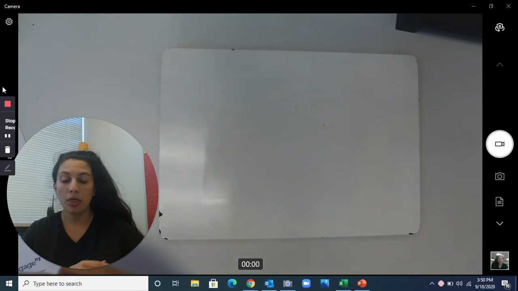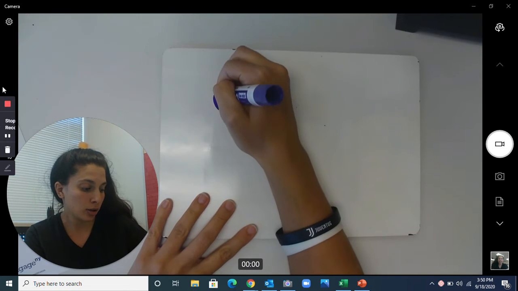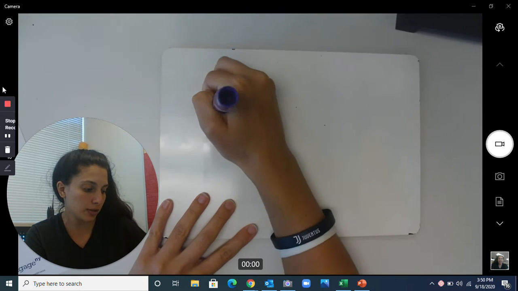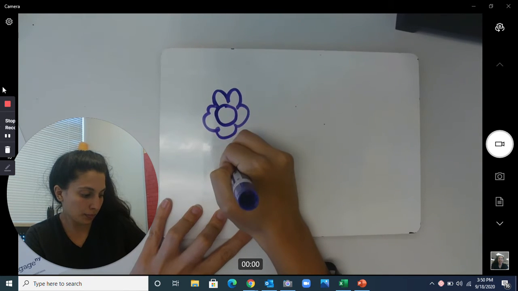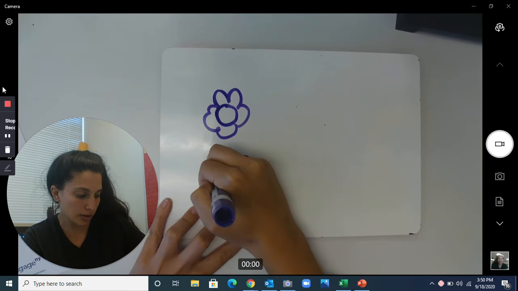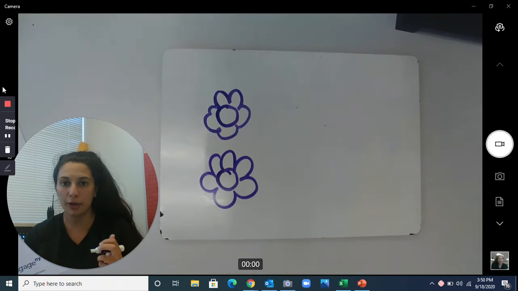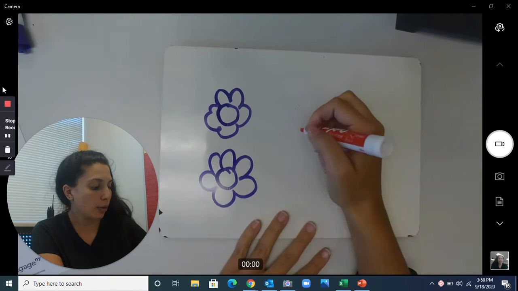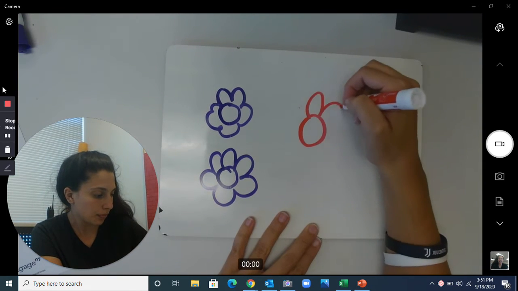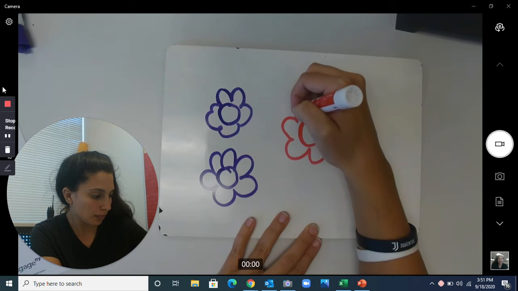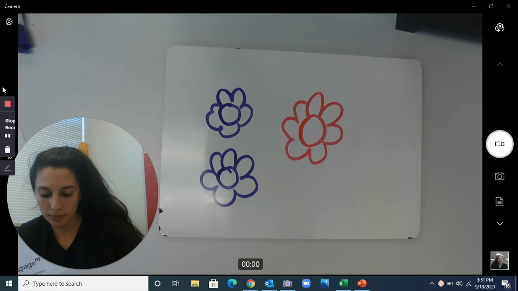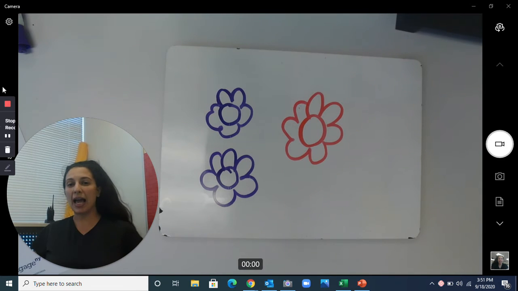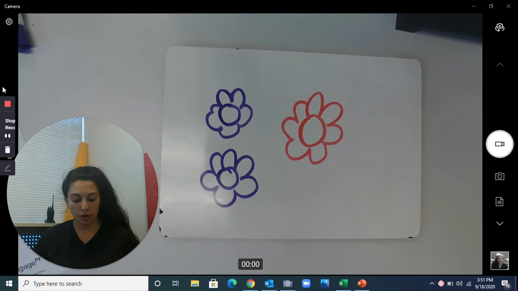So there are 3 flowers. There are 2 purple flowers. You can draw this along with me. You can make your flowers look however you want. This is how my flowers look. And there's 1 red flower. There we go. So now I want you to find how many flowers I have, and write it on your board. Write the number of how many flowers there are.